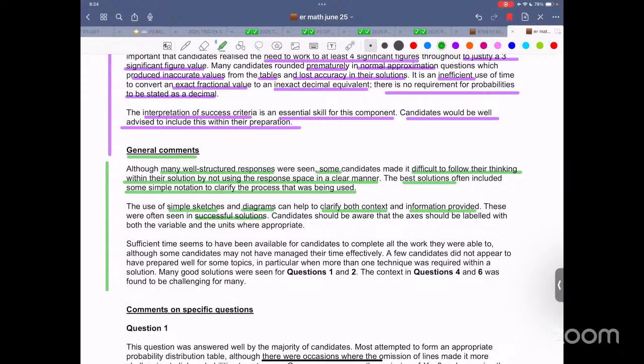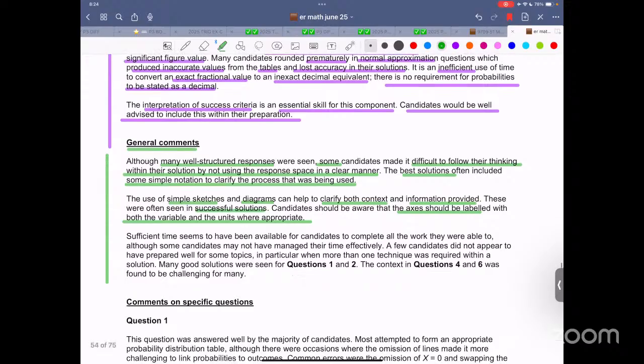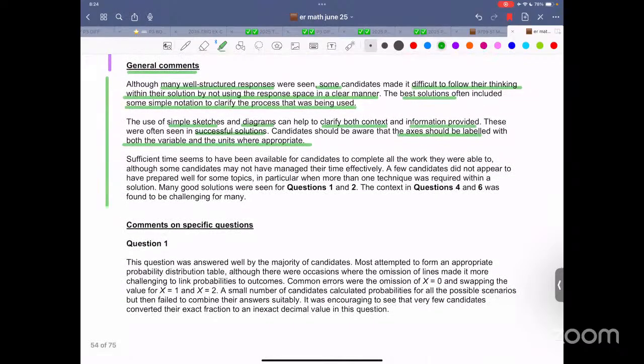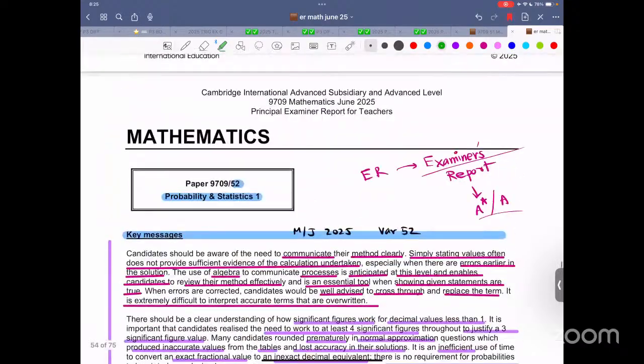Candidates should be aware that the axes should be labeled with both the variable and the units. Yes, when we talk about a graph, what are we talking about? Are we talking about frequency density, cumulative frequency? What are the units that are being used? Sufficient time seems to have been available for candidates to complete all the work they were able to, although some candidates may not have managed their time effectively. A few candidates did not appear well prepared for some topics, and now these are particular things. So I think that is all about it from my side.